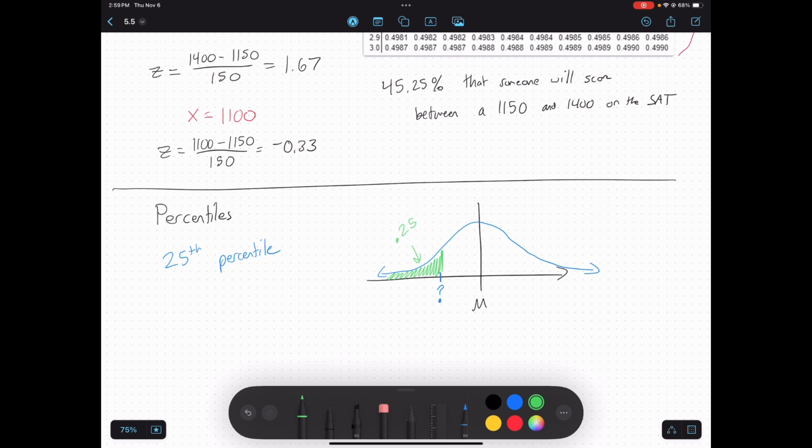It represents the data points such that 25% of all of your data values are below that. If you score in the 25th percentile, that means only 25% of all the test scores were lower than yours. If you score in the 90th percentile, that means 90% of the test scores were lower than yours. Well, how would I do that?